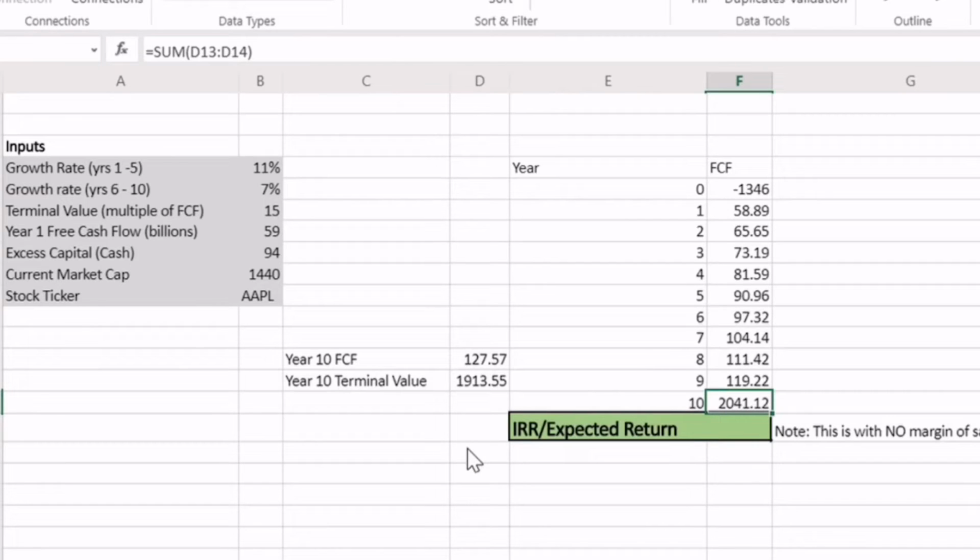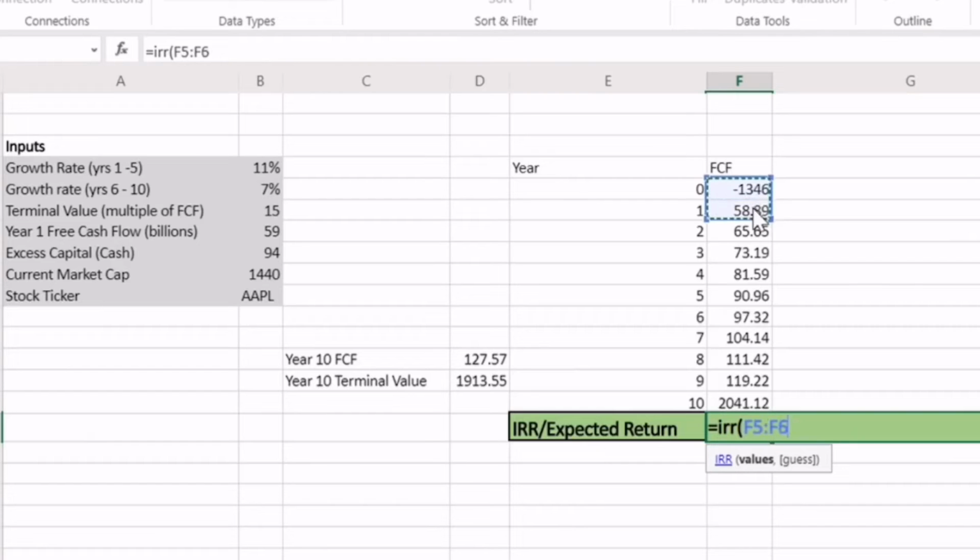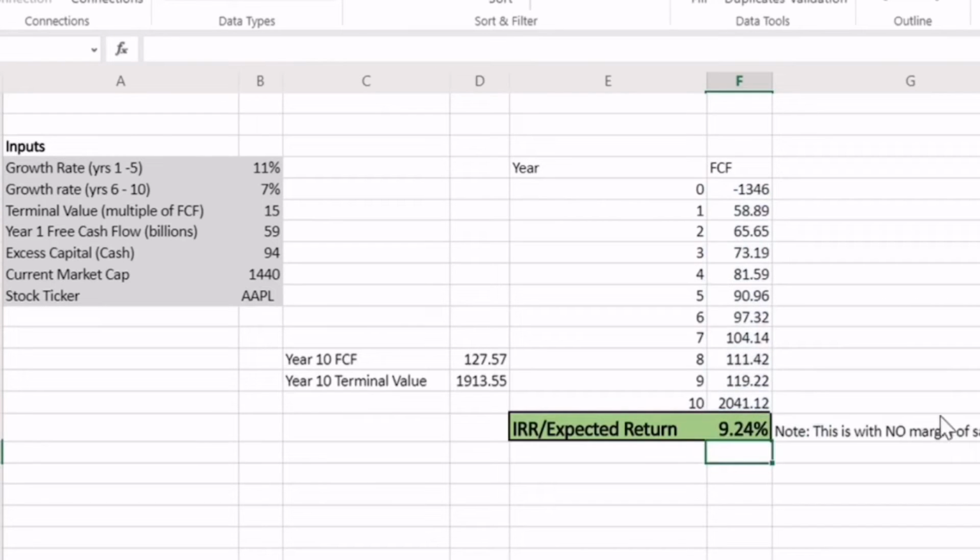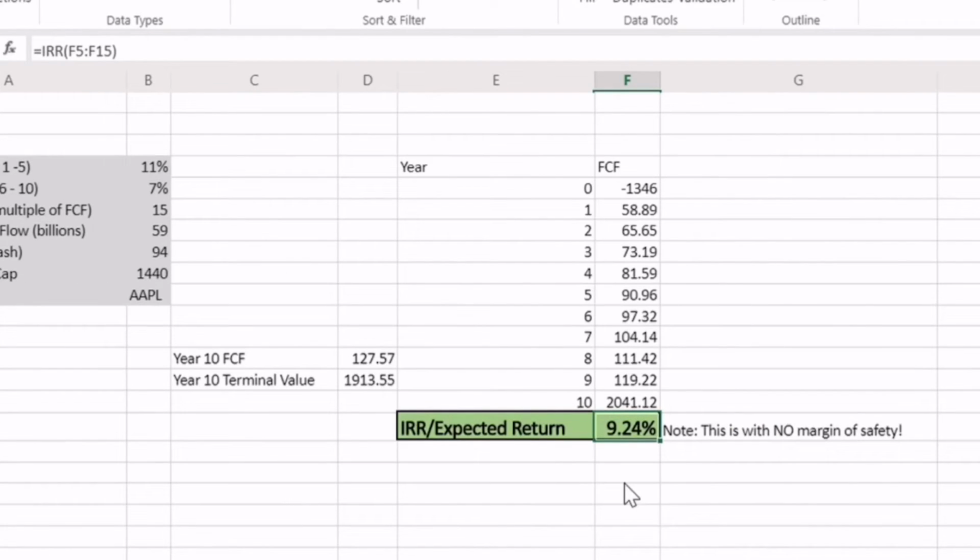Now, the final step to basically figure out what sort of return we're likely to make from investing in Apple at today's prices is to calculate the internal rate of return. And this is relatively straightforward to do in Excel. All you need to do is say equals IRR, open bracket, highlight all the years of free cash flow, including the negative one for when you purchase the stock. That's very important. Close brackets and hit enter. And you'll see that we get an expected return from Apple of 9.24%.